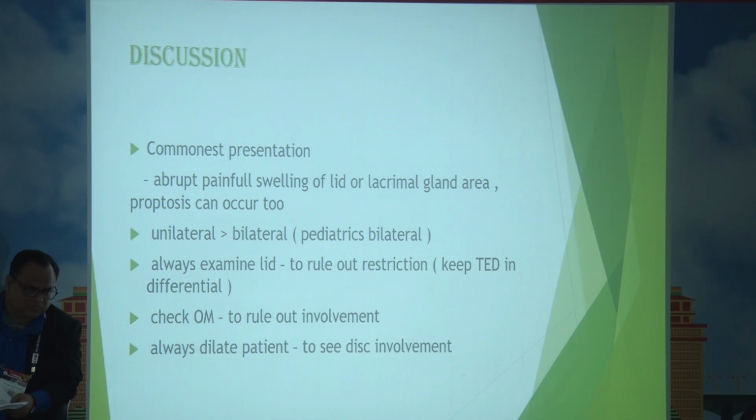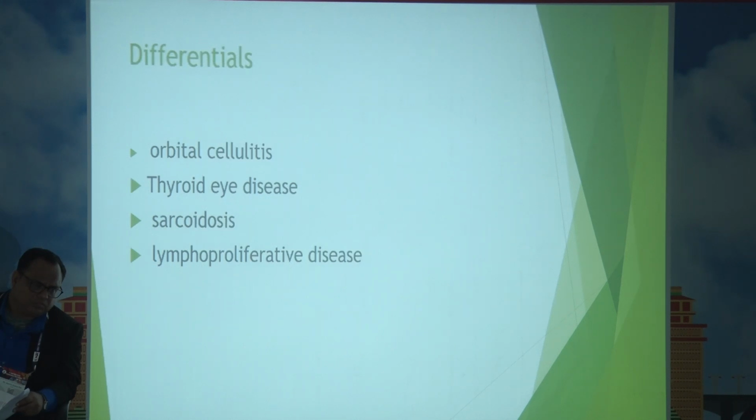Basically, why I'm presenting this case is to point out the important things that should be done during examination. You should always examine the lid, because sometimes the main differential diagnosis of this disease is thyroid eye disease, which can lead to restricted movements. We should always check the ocular movements, because thyroid and this disease both can involve extraocular muscles. We should always dilate the patient, because as the name suggests, it's an inflammatory eye disease. It can even sometimes lead to optic disc edema. So the various differentials of this disease are orbital cellulitis, thyroid eye disease, sarcoidosis, and lymphoproliferative disease.